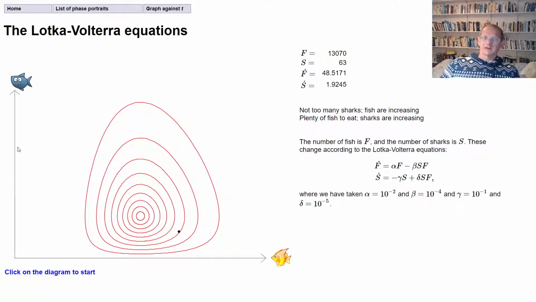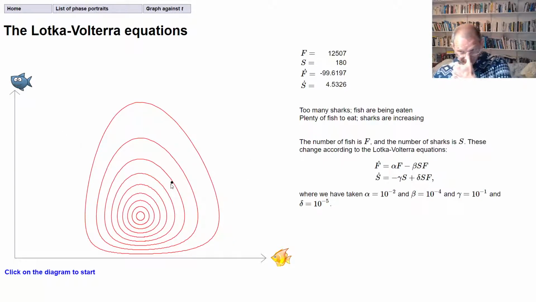So the vertical axis is S, the number of sharks. So an increase in the number of sharks corresponds to our point moving upwards. Okay. And now we're in this range here where there's lots of sharks. Okay, we've moved up quite a bit.